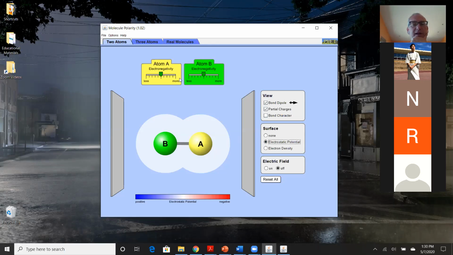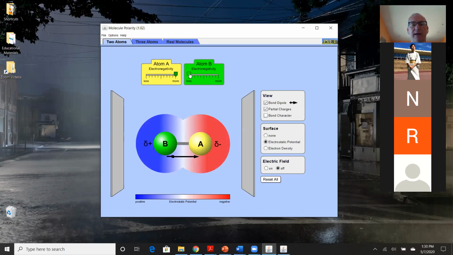But if we change the electronegativity, let's say we give atom A high electronegativity and atom B a very low electronegativity, watch what happens. You can see what happens. The dipole becomes really big. So can anyone tell me what the difference between the bond dipole and the molecular dipole would be for this molecule? What's going to be the difference between them?